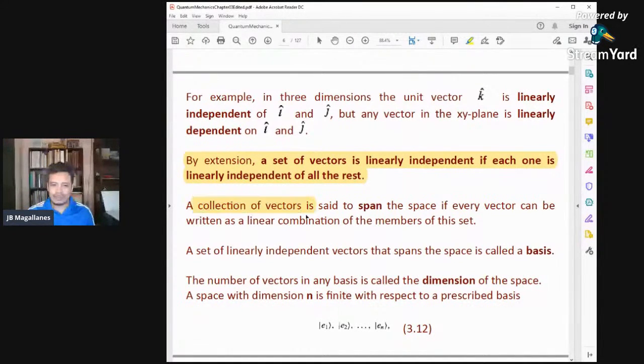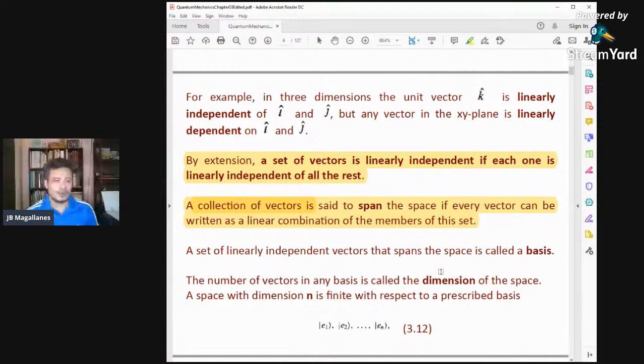So there's also another statement here. A collection of vectors is said to span the space if every vector can be written as a linear combination of the members of this set. For example, in three dimensions you have i, j, k, and you can write the vectors in terms of i, j, k. So i, j, k span the three-dimensional space. That's what it means.